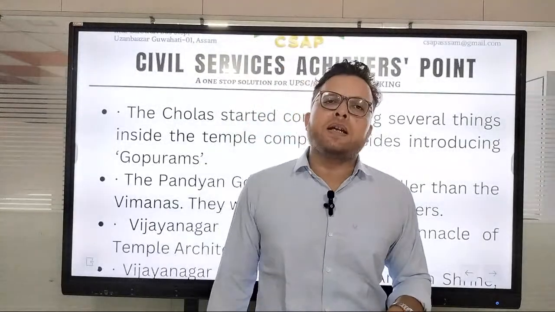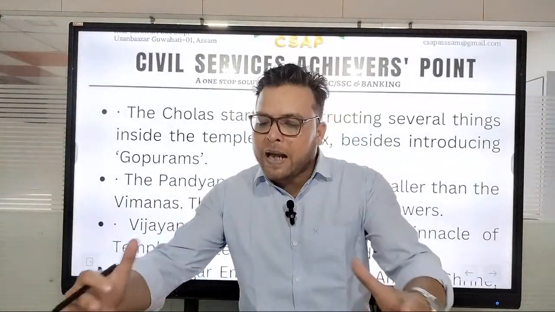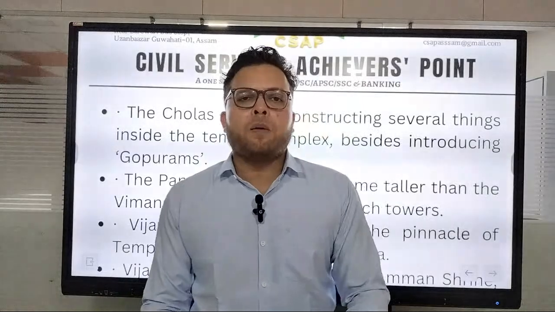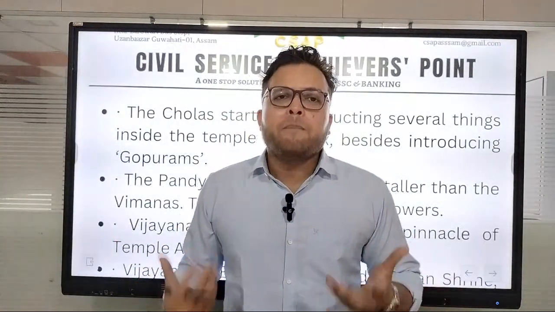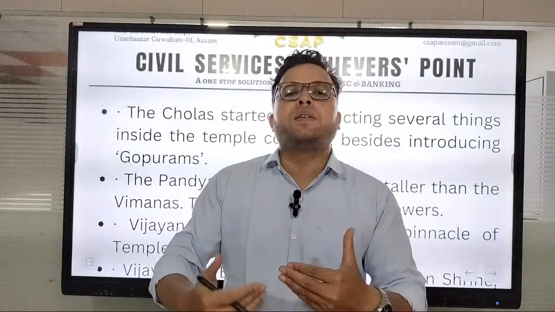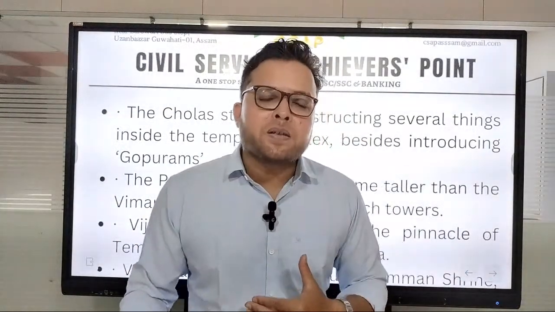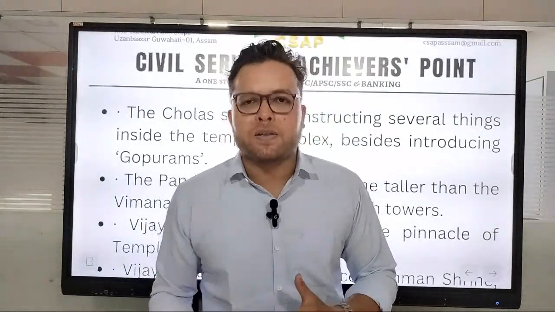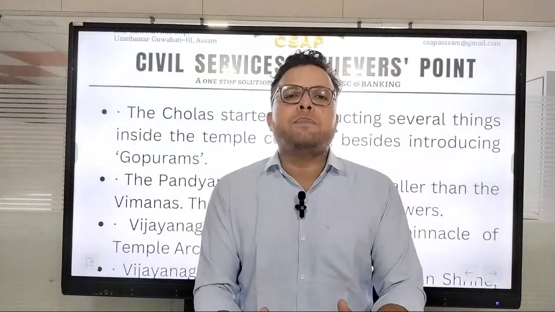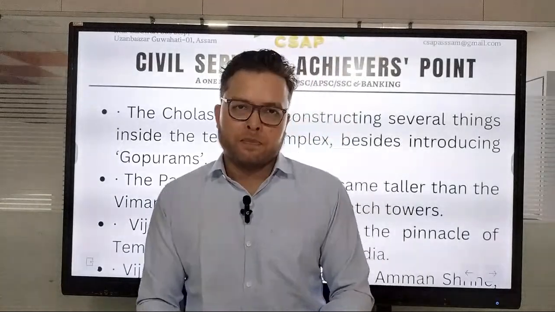Apart from this, the Cholas also started building several other things inside the temple complex. Inside the temple complex, there will be the main shrine, the main temple, which the Pallavas also had. But now the Cholas will also introduce certain other features, like for example residential quarters for the priests of the temple, a water tank, and an administrative office. They started building all these things within the temple complex. Okay?